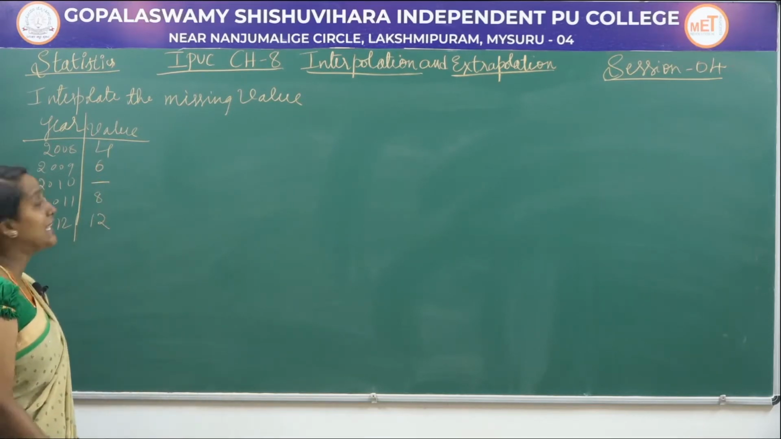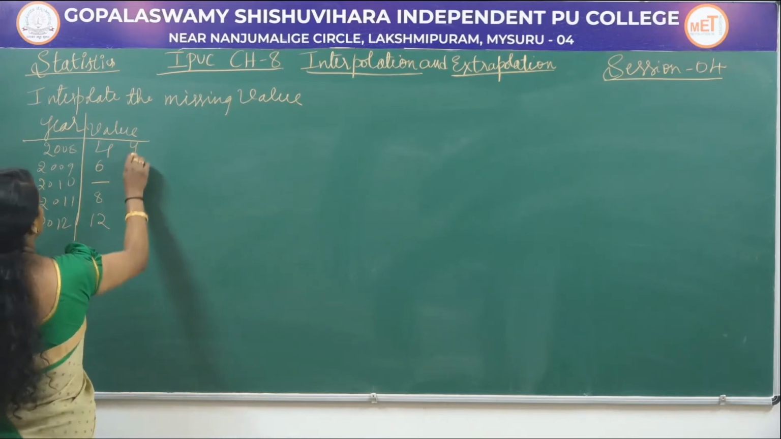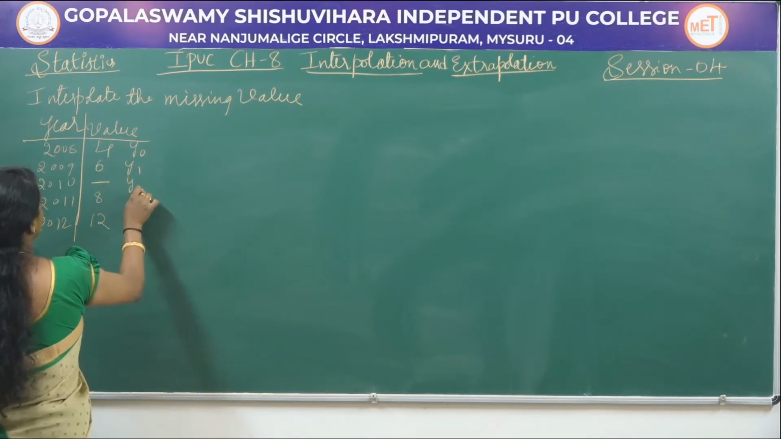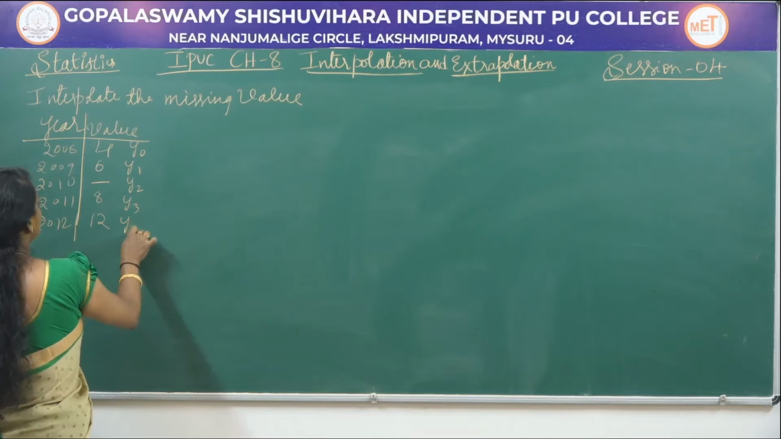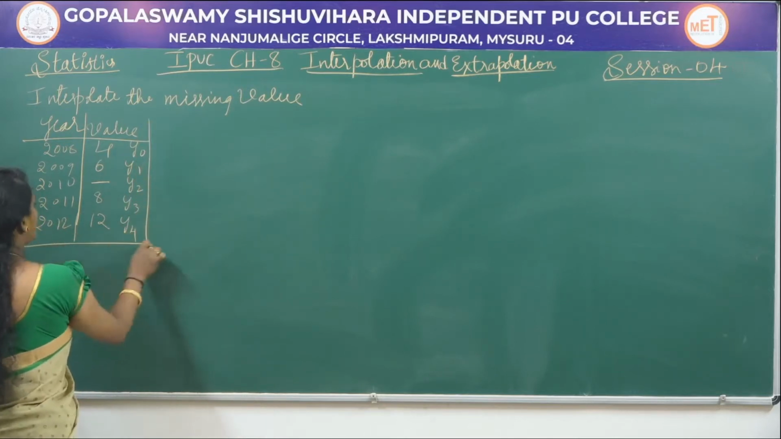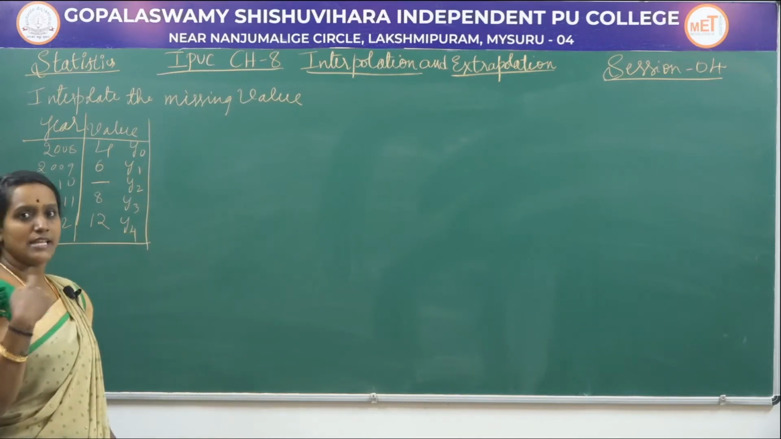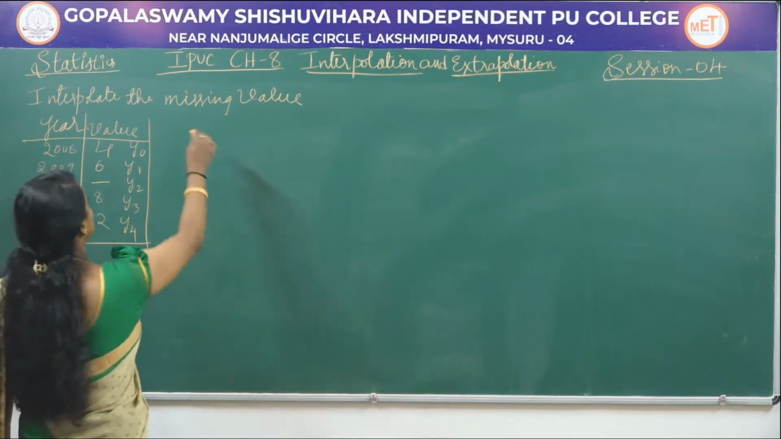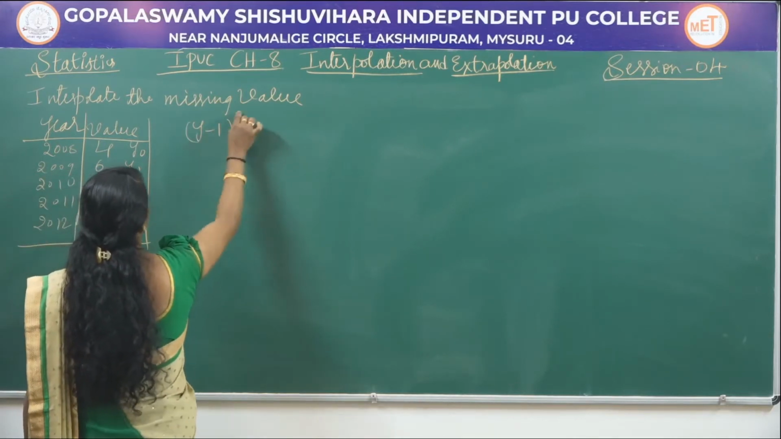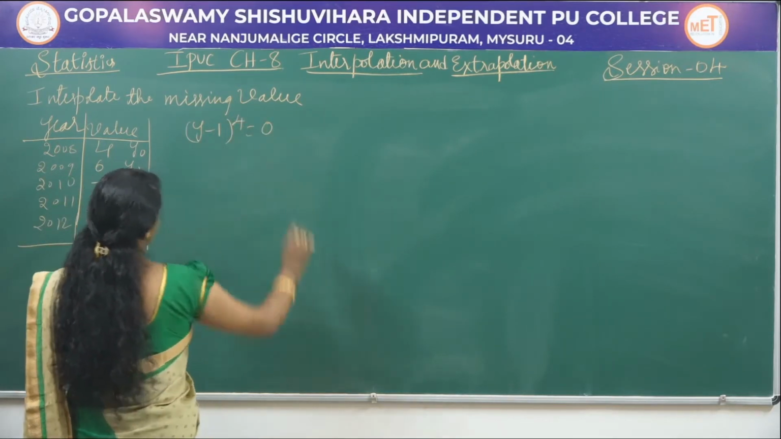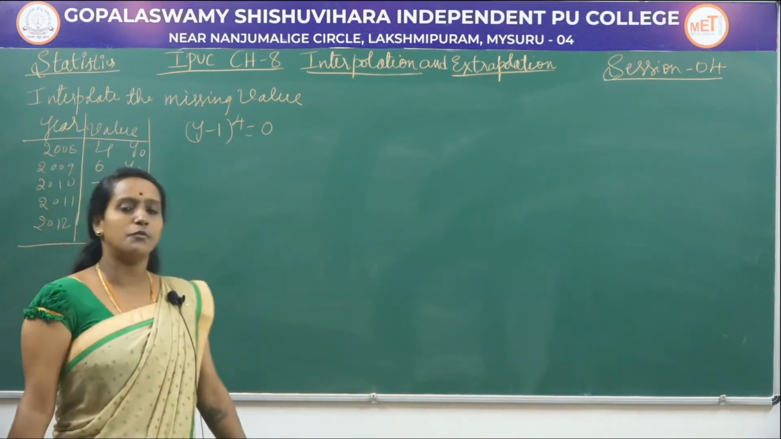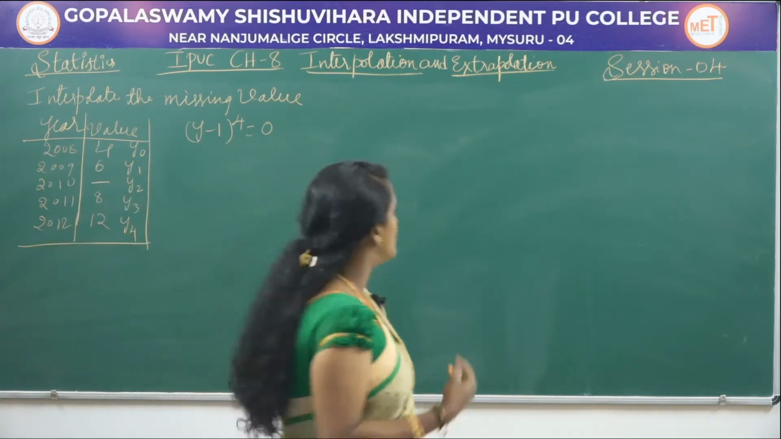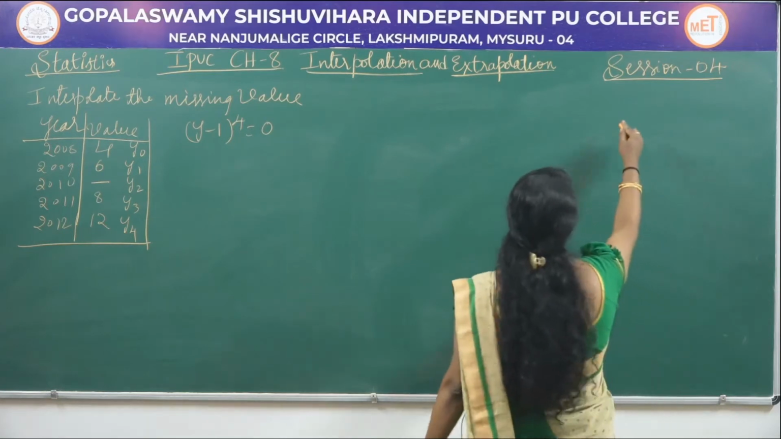So first we will denote these values as y0, y1, y2, y3 and y4. Till y4 we are having, so for n is equal to 4 we have to equate (y minus 1) to the power 4 is equal to 0. Now for n is equal to 4 we have to write the constants, that is the coefficients. Let me write the Pascal triangle.